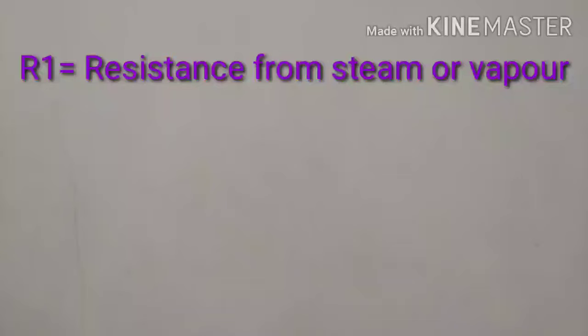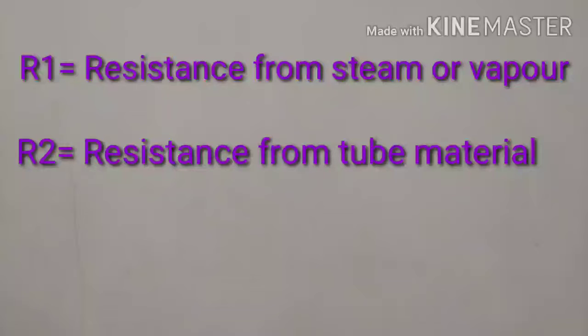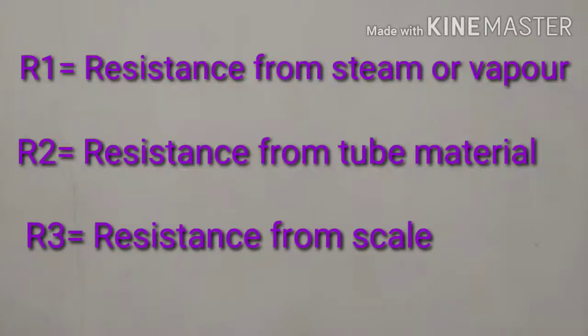Effect of scale on heat transfer. We all know there are three types of resistance which affect the heat transfer rate from the heating medium to the juice. The three resistances can be denoted as R1, R2 and R3. R1 means the resistance from steam or vapor side, whereas R2 is the resistance from the metal of the tube, and R3 is the resistance from the scale.